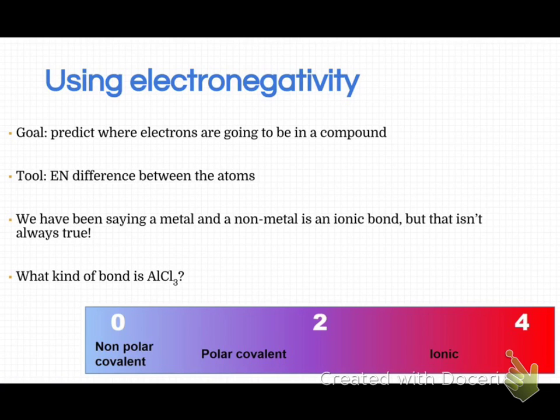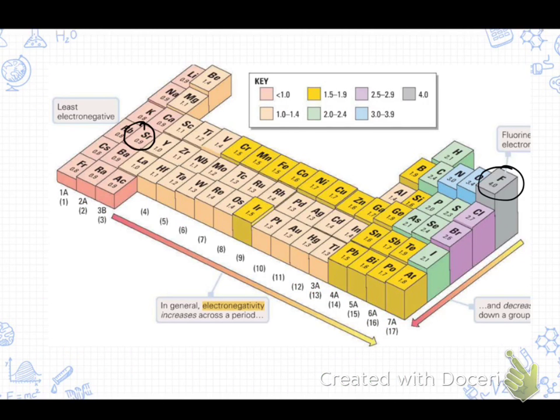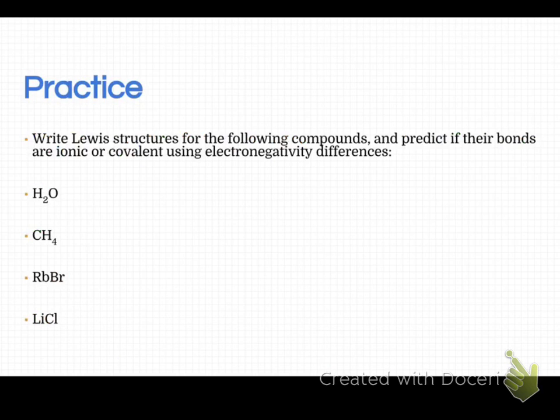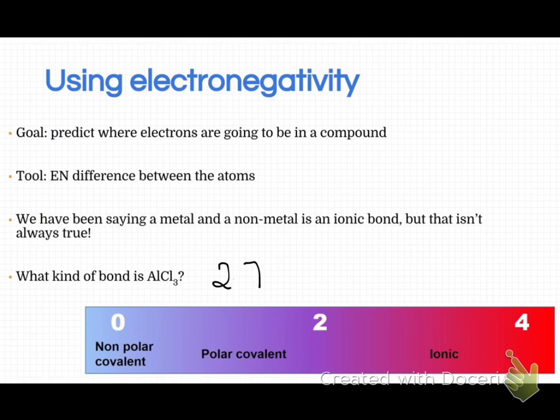Okay, so this is a summary again. I want to use the electronegativity difference of different atoms to help predict whether they're going to fall into one of these three categories. And so to get aluminum and chlorine, we have to go back here to aluminum, which is 1.4, and chlorine, which is 2.7. So 2.7 minus 1.4 gives us a difference of 1.3, which puts us squarely in the polar covalent area. So just because we have a metal and a nonmetal doesn't actually mean they're always ionic.